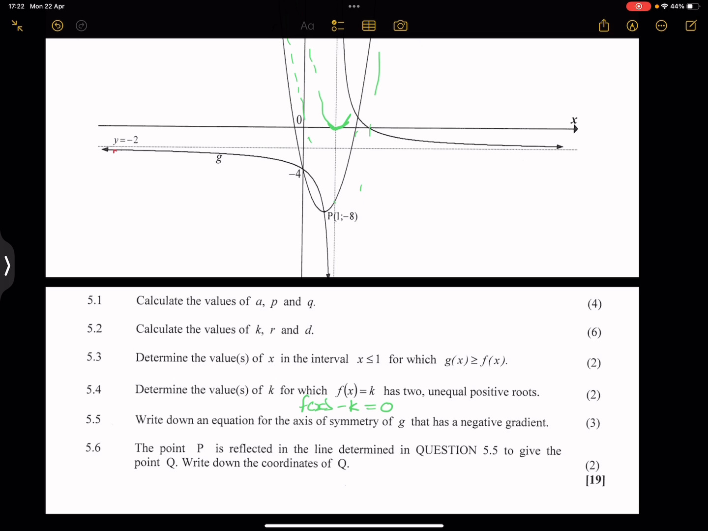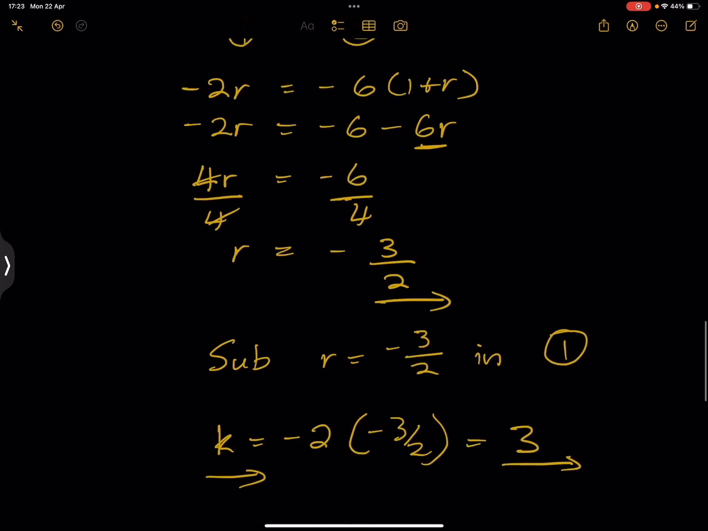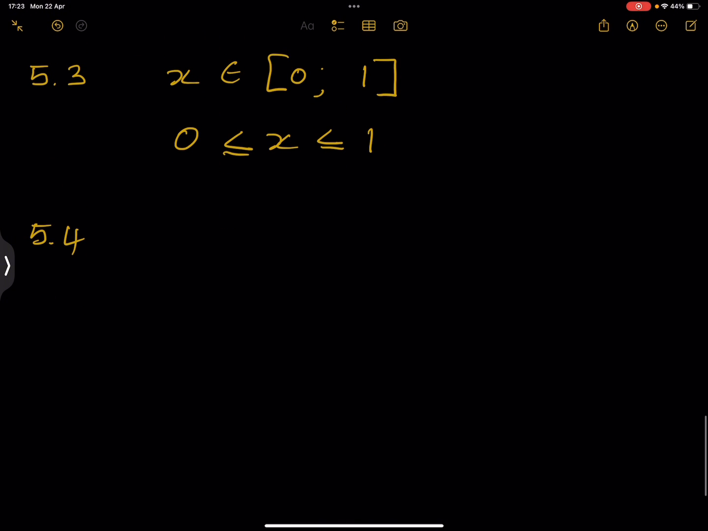So I need to shift it up by 4 units upwards. Okay, so I'm going to say k must be an element of. Now note, ladies and gents, in order for it to be upwards, it must be -4, right? But k cannot be greater than, in this case, -8. Actually, I must say k is an element of -8 to -4.